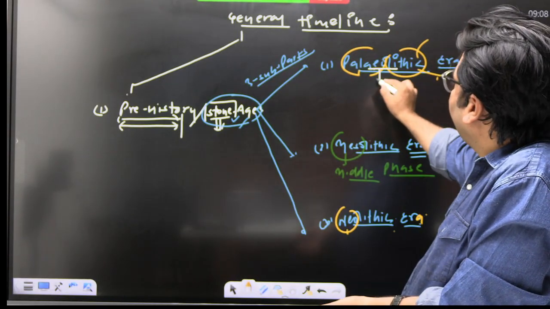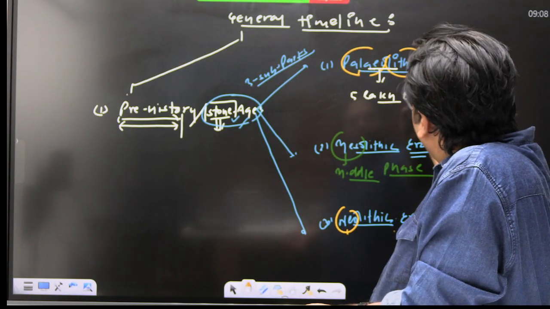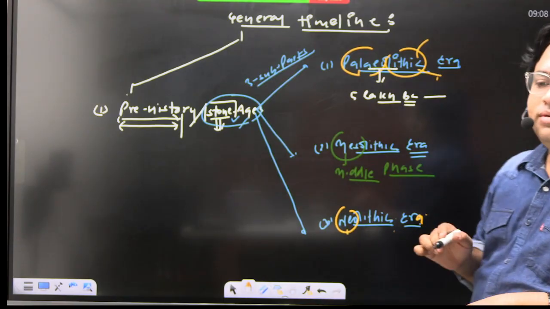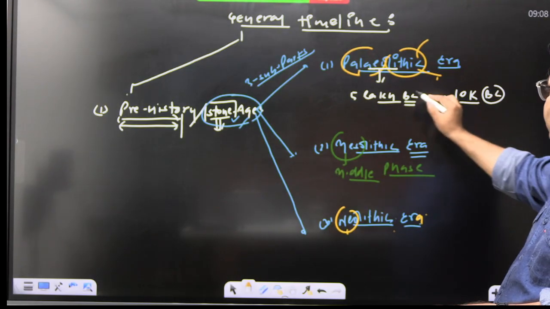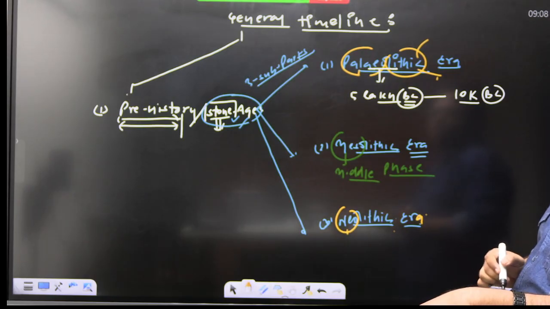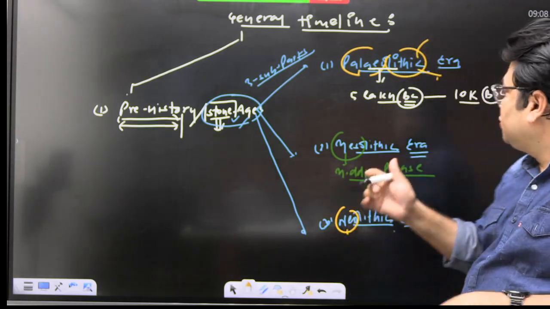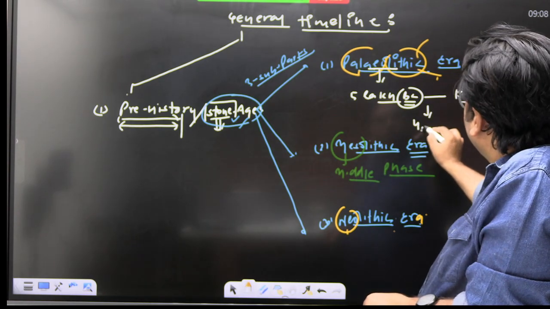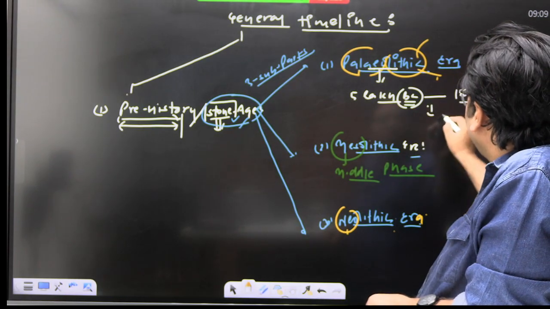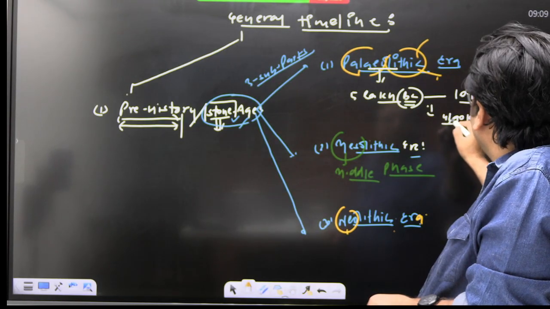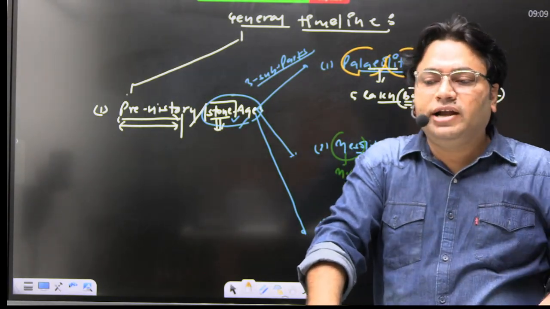For example, Paleolithic period, write the timeline. The timeline is from 5 lakh BC to 10,000 BC. I am writing a word here, BC. I will explain it later. 5 lakh BC to 10,000 BC. It means this phase is a phase of how many years? So this phase is a phase of 4 lakh 90,000 years. देखो, 4,90,000 years. So this is a prolonged phase of history. इतना ज़्यादा time है, 4,90,000 years.